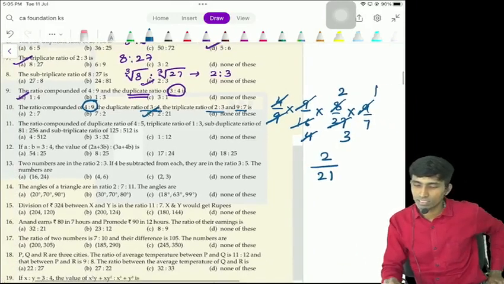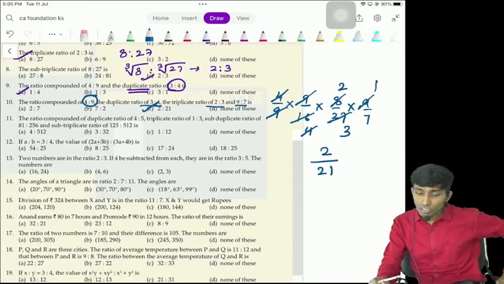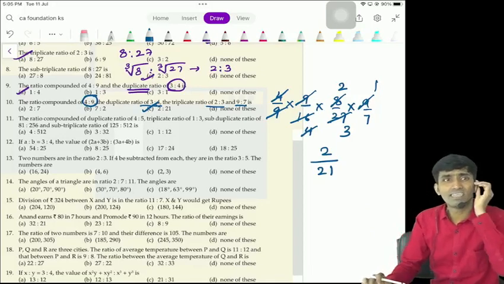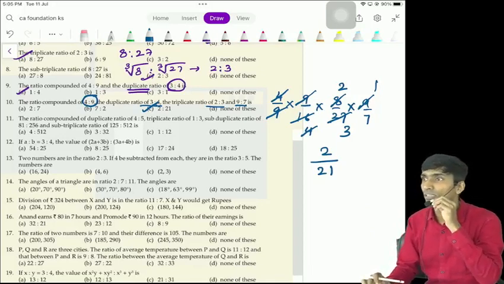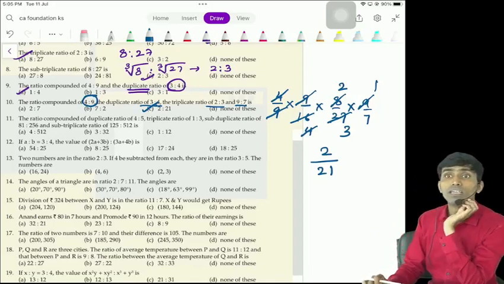C. Please write this. Do you want me to write it very neatly? Do you want me to?